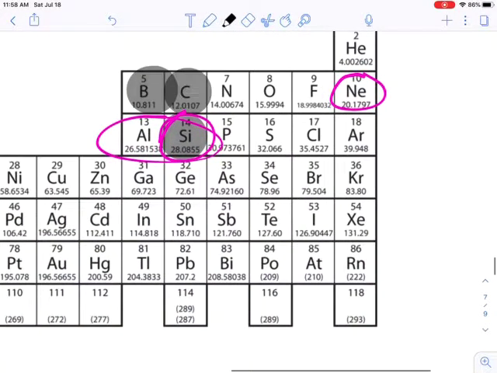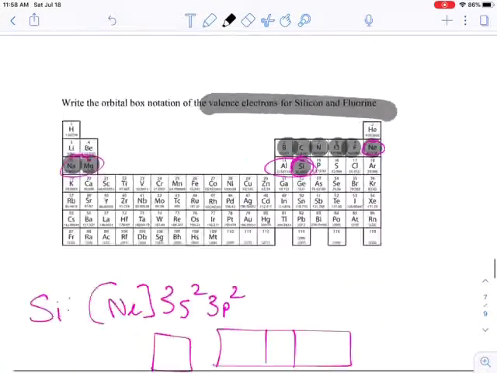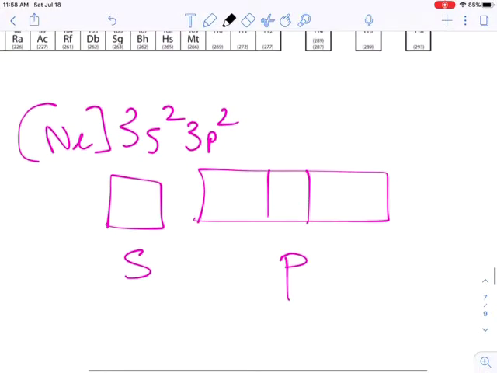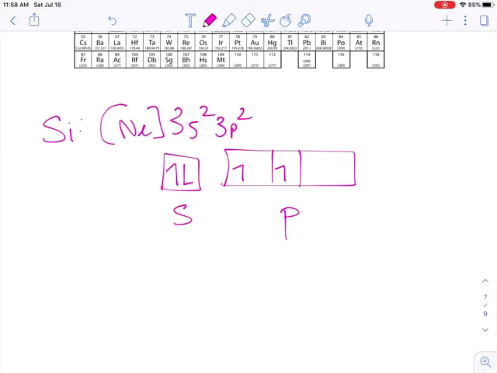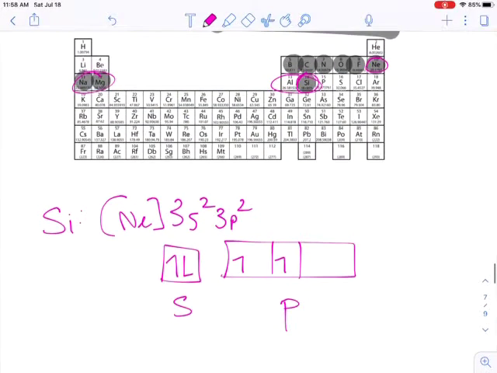And there it is. There's your s box. And p's, remember, have six electrons. 1, 2, 3, 4, 5, 6. So you need three boxes to go with them. So if it's s2, p2, then it's going to be s2 up and down, and then p2 up and up. So that's what silicon looks like.